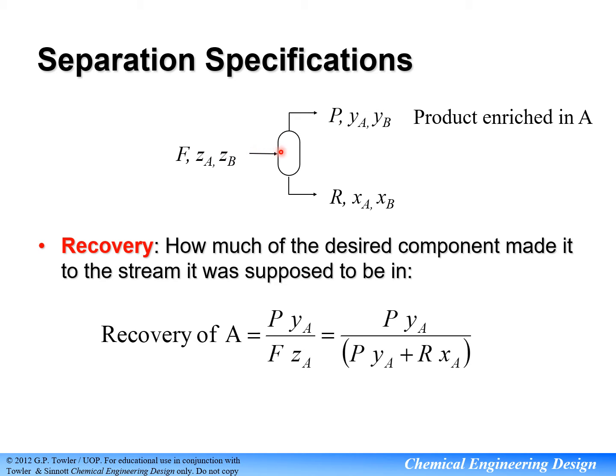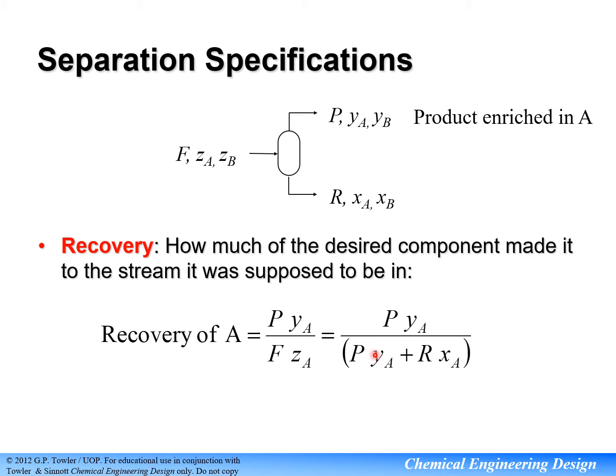Meanwhile, the heavy key, which is in the liquid phase, will go downward and become a recovery. So recovery is how much of the desired component made it to the stream it was supposed to be in. To calculate the recovery of product A, we need to multiply the product flow rate with the mole fraction of A, over the feed flow rate with the mole fraction of A in the feed.